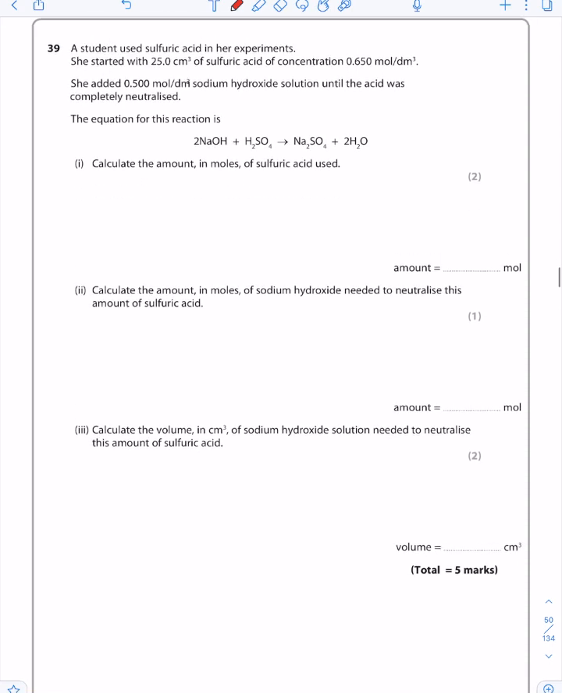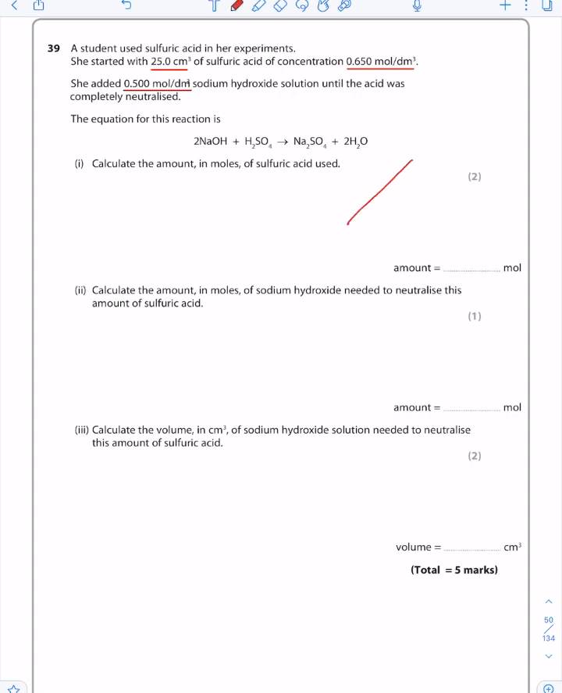Question 39. A student used sulfuric acid in her experiments. She started with 25.0 cubic centimeter sulfuric acid of concentration 0.650. She added 0.550 mole per cubic decimeter sodium hydroxide until the acid was completely neutralized. The equation for the reaction: 2 moles of sodium hydroxide plus 1 mole sulfuric acid gives 1 mole of sodium sulfate plus 2 mole of water. Calculate the amount in moles of sulfuric acid used.